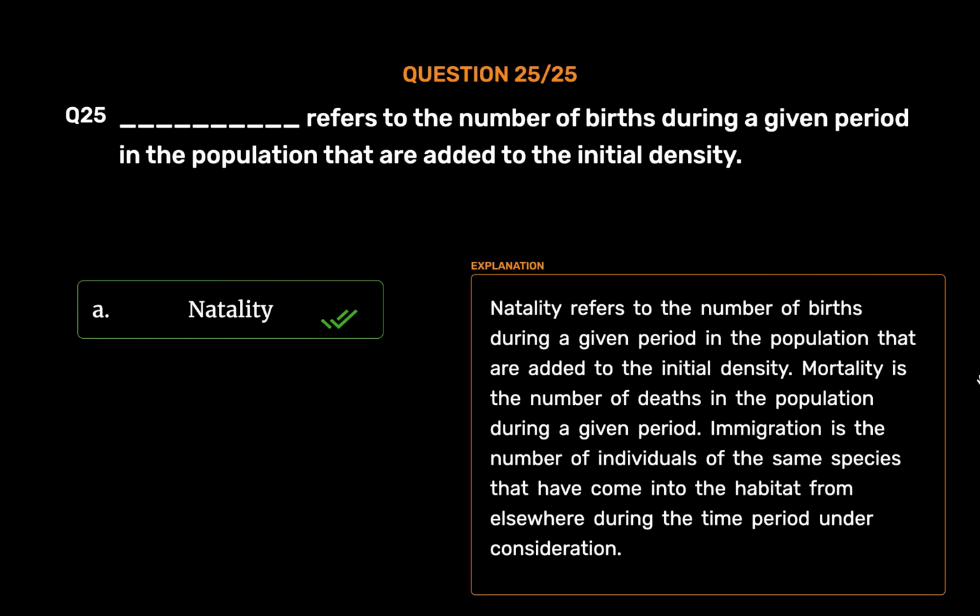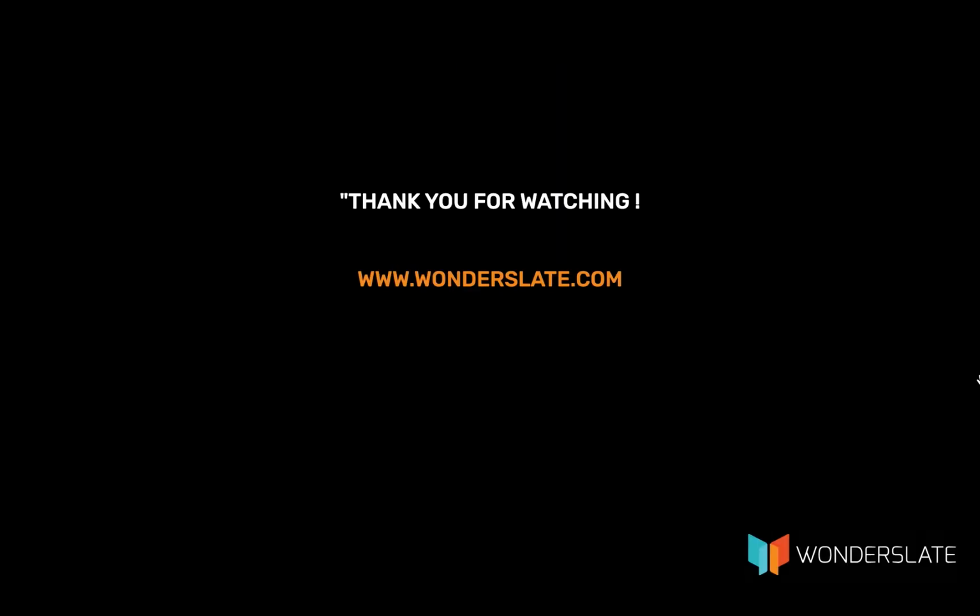Natality. Natality refers to the number of births during a given period in the population that are added to the initial density. Mortality is the number of deaths in the population during a given period. Immigration is the number of individuals of the same species that have come into the habitat from elsewhere during the time period under consideration.